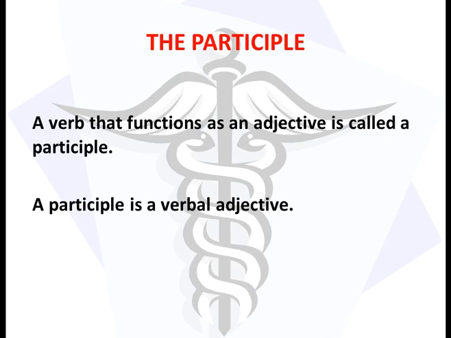The third one is the participle. Dancing dolls are sold here. The word dancing is formed from the verb dance by adding ing, but it is also describing the noun dolls. So, it is performing the work of an adjective. They bought baking trays. The word baking is formed from the verb bake, but baking is also describing the noun trays. So, it is performing the work of an adjective. A verb that functions as an adjective is called a participle. We say that a participle is a verbal adjective.